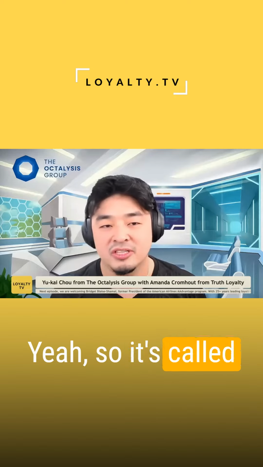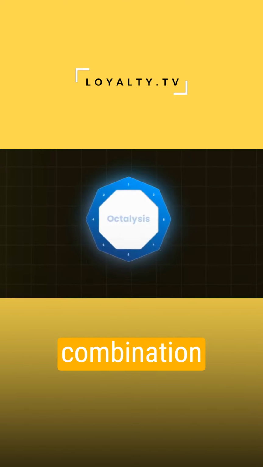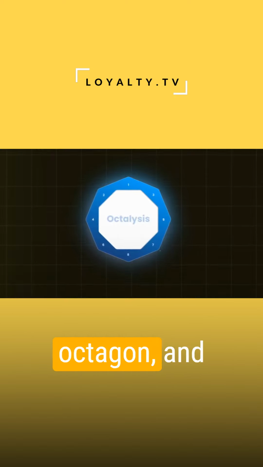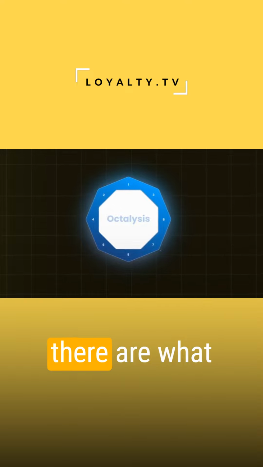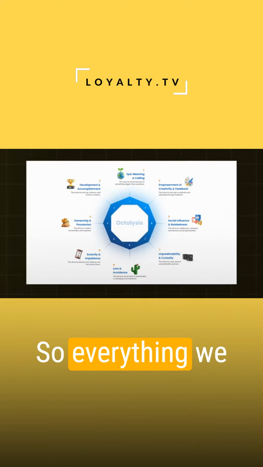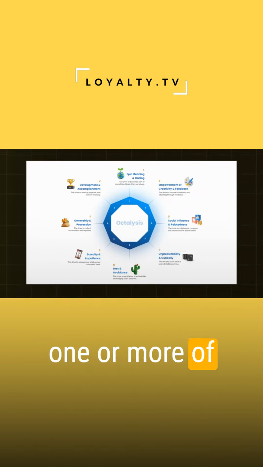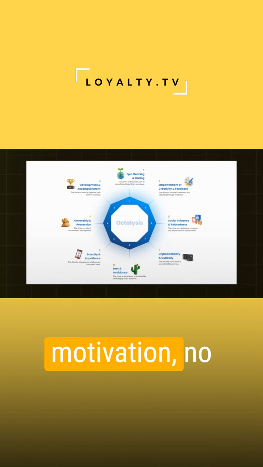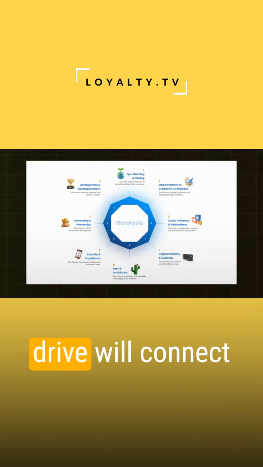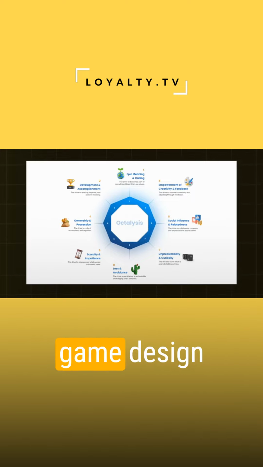Yeah, so it's called the Octalysis because it's a combination between the word octagon and analysis. So it's a visual octagon, and on the octagon, there are what we call the 8 core drives that motivate all our behavior. So everything we do is based on one or more of these 8 core drives, which means that if there's none of these 8 core drives there, there's zero motivation. No behavior happens.